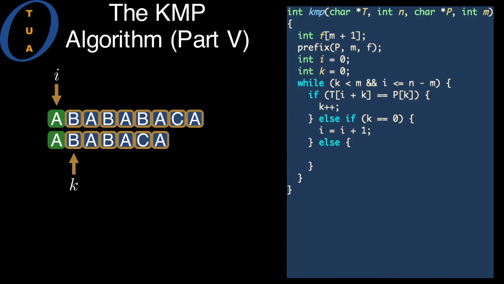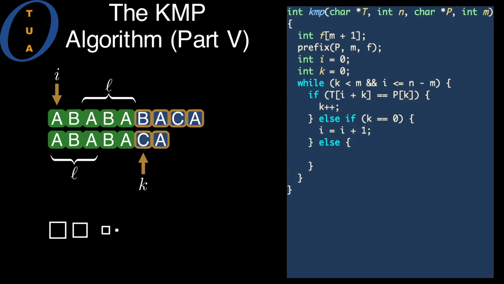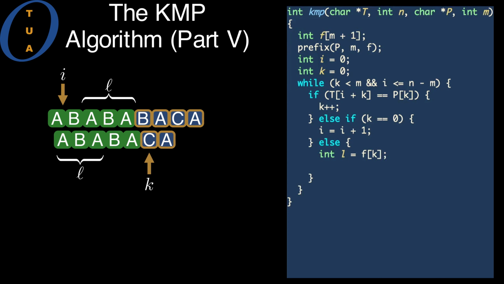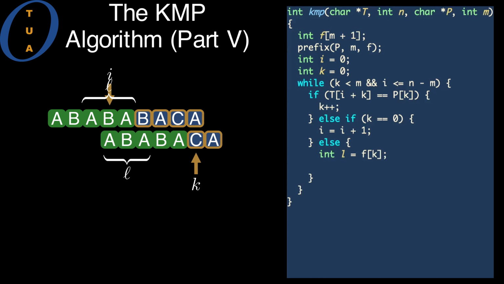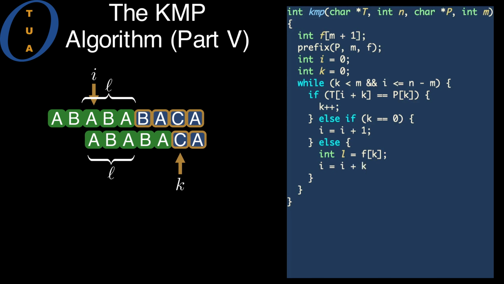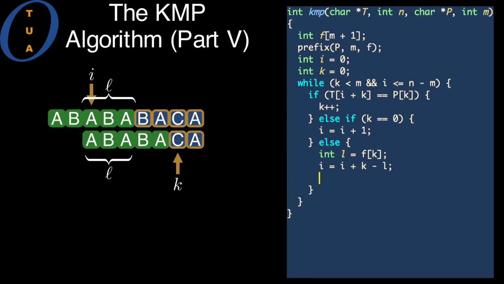In the more general case, k is not 0, and we do have a border whose length we can find by looking at the failure function. We now need to align the pattern and the text using the border. We conceptually shift the pattern right by k positions and then retract it back to the left by the size of the border. We also need to reset k to the size of the border.